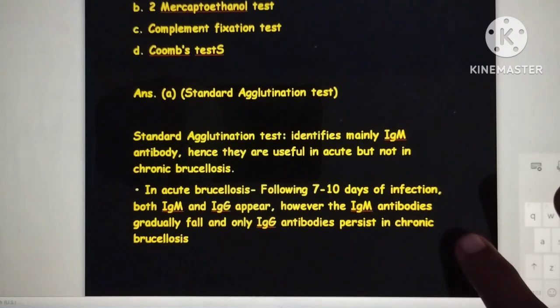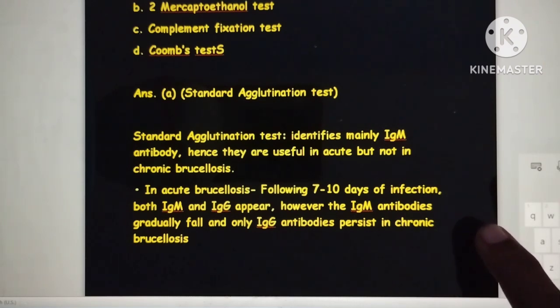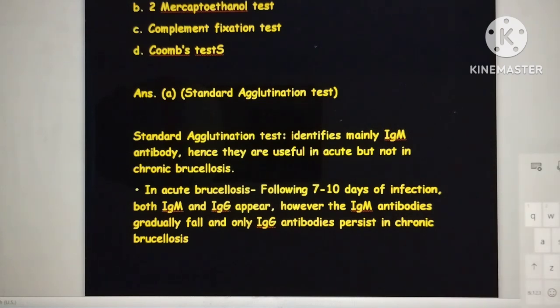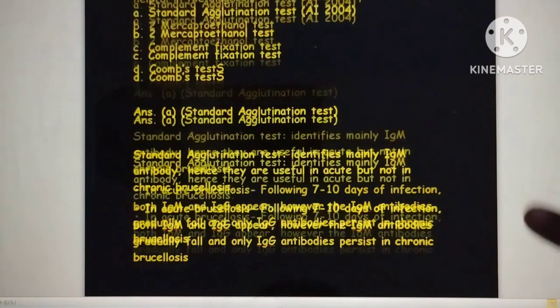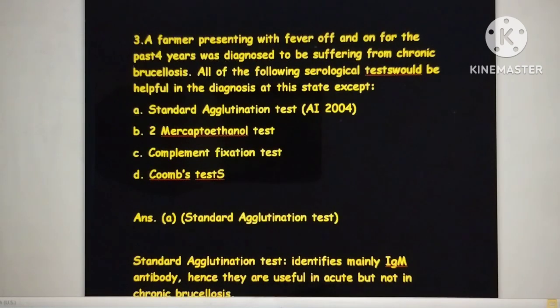In acute brucellosis, following 7 to 10 days of infection, both IgM and IgG appear. However, as you know, after every infection IgM usually rises for some time and then falls off, and later the IgG antibody appears and is prolonged. That is mainly for the diagnosis of chronic brucellosis. In this question they asked for chronic, so SAT, which is used for acute brucellosis, is the answer.